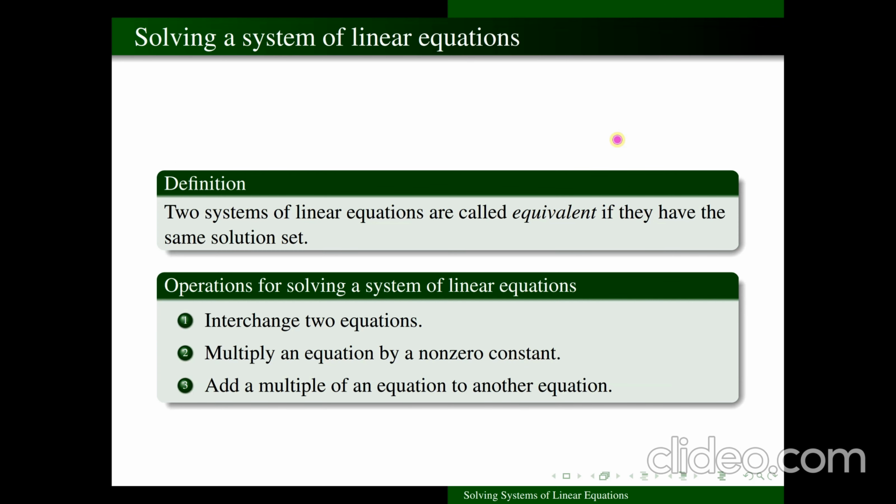A common approach for solving a linear system is by repeatedly eliminating variables and performing back substitution. This method involves a chain of equivalent systems, meaning systems with the same solution set, each of which is obtained by applying one of the following three operations: interchanging two equations, multiplying an equation by a non-zero constant, and adding a multiple of an equation to another equation.